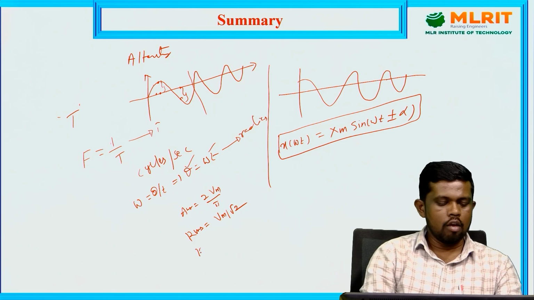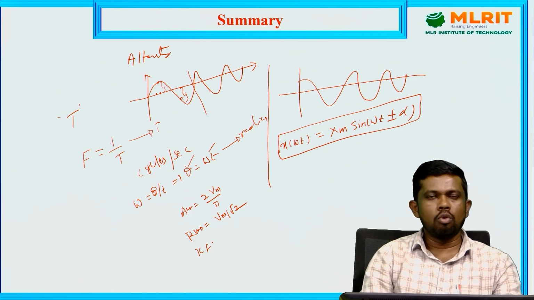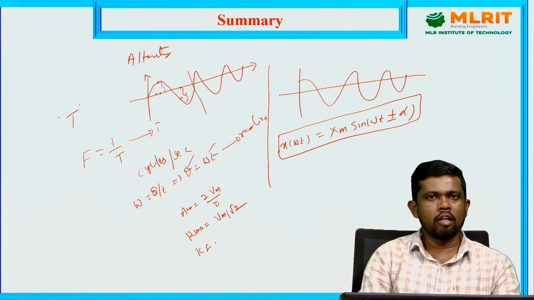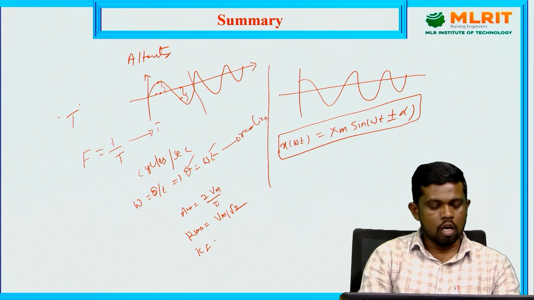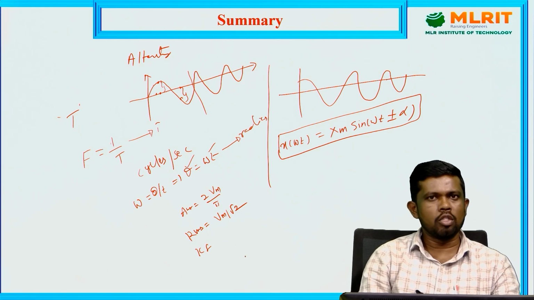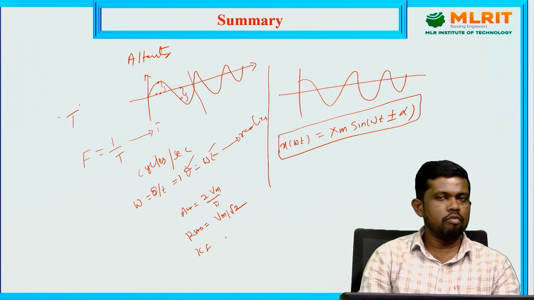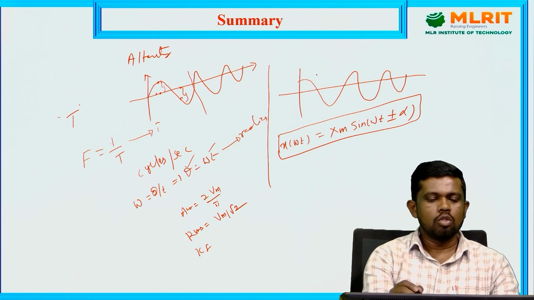Then the peak factor and form factor. Peak factor is nothing but the peak value to the RMS value, that's simply called peak factor. We have also discussed the form factor of the sinusoidal waveform, that is the ratio of the RMS value to the average value. Based on that, we get the RMS value and the average value, and also the peak factor as well as the form factor. So this is the introduction to the whole AC circuits and the sinusoidal waveform.